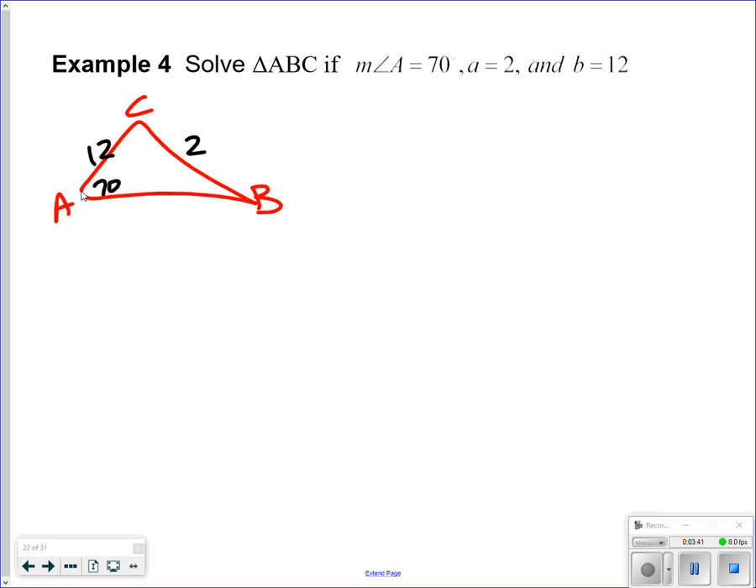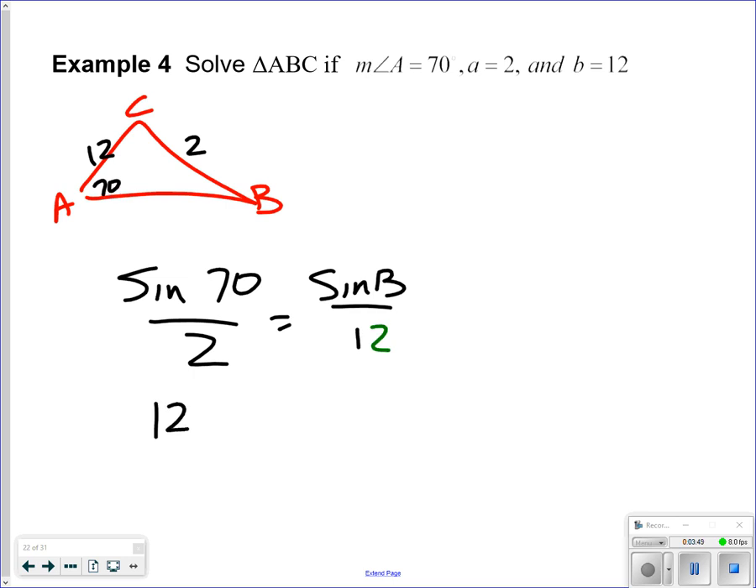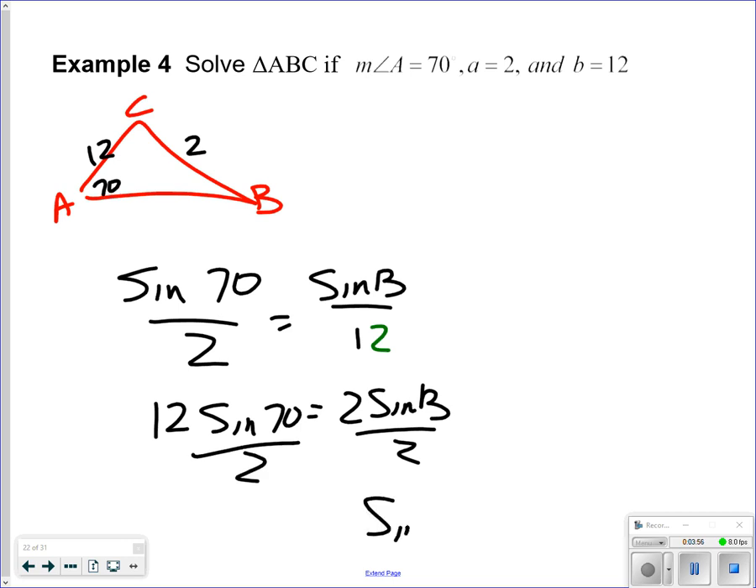Well, let's actually try. So the sine of 70 over 2, this is the law of sines, would equal the sine of angle B over 12. Cross multiply just like you did yesterday. Divide by 2. And now I'm going to pull out my calculator. 12 times the sine of 70 divided by 2 ended up being 5.638. Inverse sine.